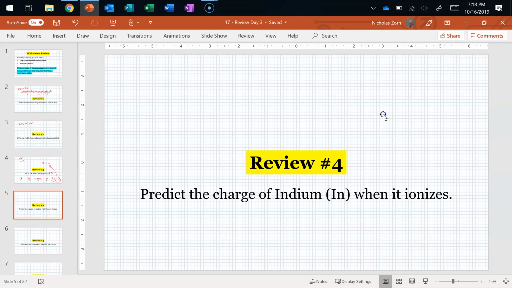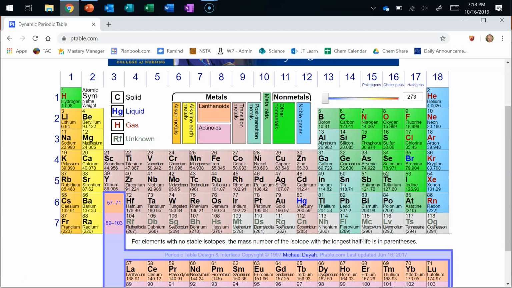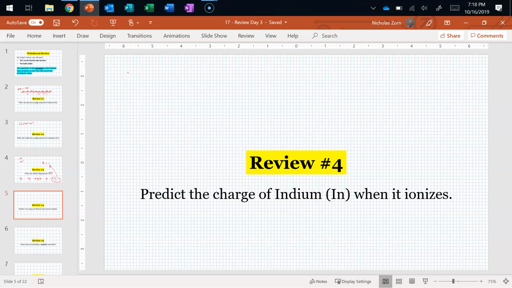All right, predict the charge of indium when it ionizes. So let's find indium on the periodic table. That's In, and that is 49. So you can do this a couple different ways. You can go by the group numbers on the periodic table, or you can count backwards from the noble gas. So this is 8, 7, 6, 5, 4, 3 valence electrons.